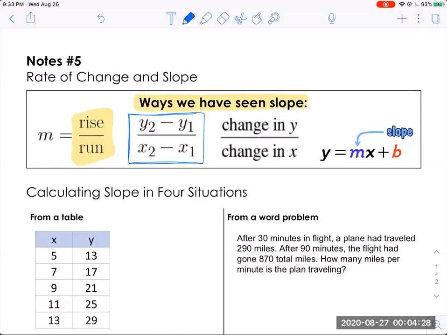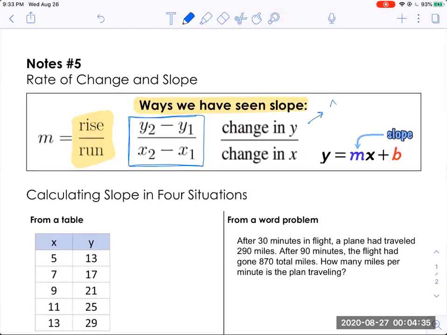That is also slope. And you might remember it as the change in y over the change in x. Some teachers will even write the change in y with this little delta. That's a Greek letter that means change, over change in x. So that's just another way to write it: how much the y is changing over how much the x is changing. And finally, in y equals mx plus b, the slope is the m, the letter m.